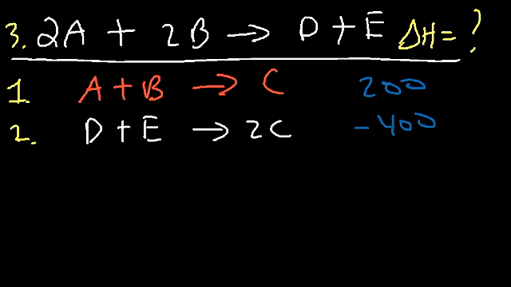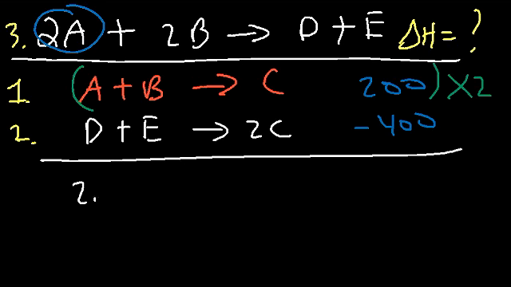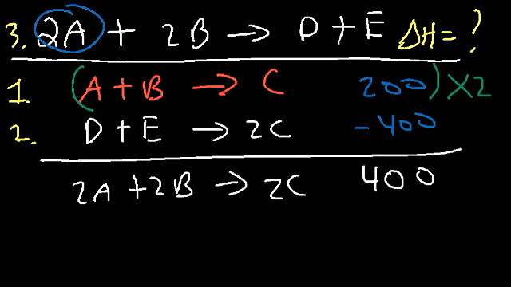So let's focus on A. Notice that in the net reaction we need 2A. So that tells us that we need to double equation 1. So let's multiply equation 1 by 2. So it's going to be 2A plus 2B, and that turns into 2C, so we got to multiply the enthalpy of the reaction as well. So it's going to be 400 now.